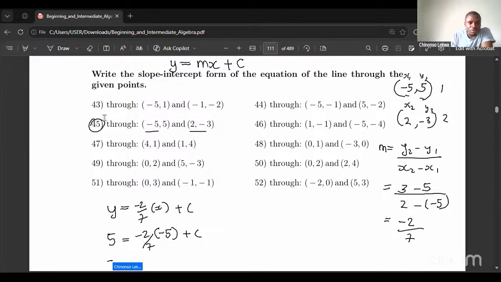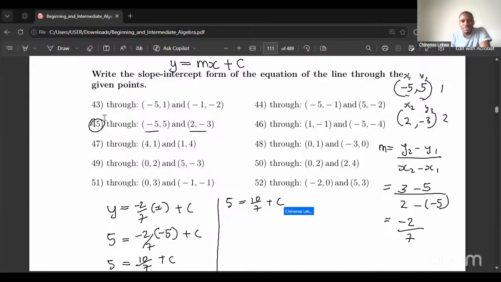So this becomes 5 is equal to -2 multiplied by -5. That becomes 10, so 10 over 7 plus c. So I can continue here now. This is 5 is equal to 10 all over 7 plus c. So I want to isolate c. To do that, I want to subtract 10 over 7 from both sides of this equation. So that becomes 5 minus 10 over 7 on the left-hand side, which is equal to c.